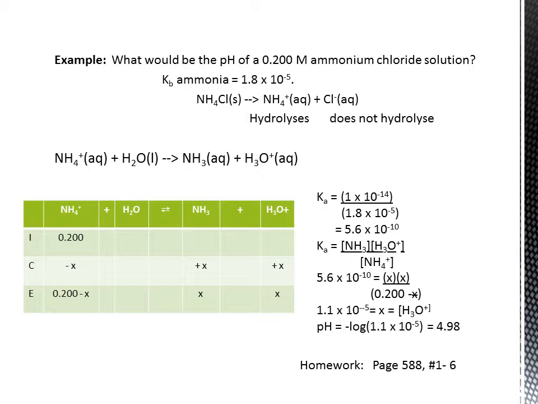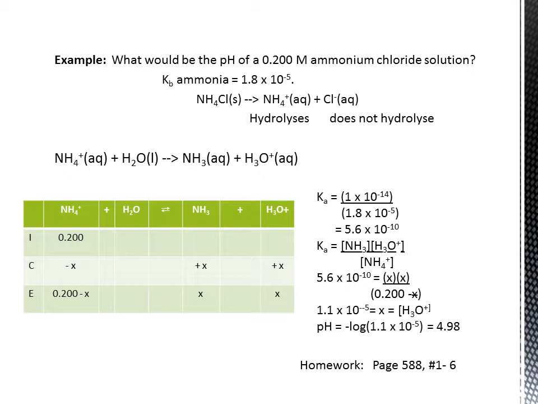I was given the Kb for ammonia, but I need the Ka since this table clearly shows I have an acid equilibrium. I use the fact that Ka is equal to the Kw over the Kb to work out the Ka for the ammonium ion. It's 5.6 times 10 to the negative 10. Then I come up with my equilibrium expression. It's the product concentrations over the reactant concentration. Plugging in the values and using the 100 rule, I can solve for x.